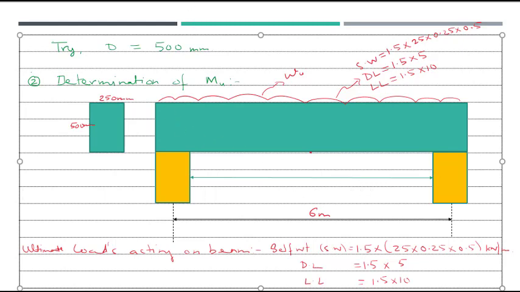This clear span will be nothing but 6 minus the width of the wall, the masonry wall thickness, which is given as 230 mm, that is 0.23 meter. Here also this distance is 0.23 meter. So how much will be this distance? 6 minus 0.23 by 2 minus 0.23 by 2. So it becomes 6 minus 0.23, and this is your clear span. Your clear span comes out as 5.77 meter.